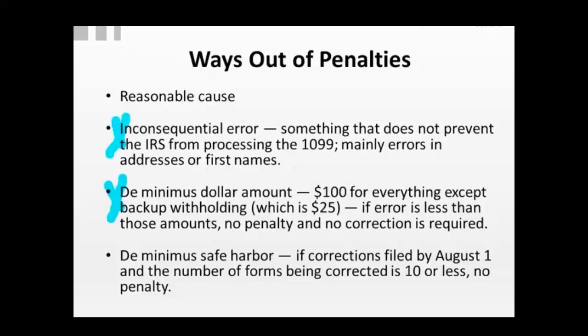And then there's a de minimis safe harbor. What this means is if you discover something that needs to be corrected on a 1099 that you filed, if you get corrections filed by August 1st, that includes the day of August 1st, and the number of forms that you're correcting is 10 or less, there is no penalty for sending in that correction.